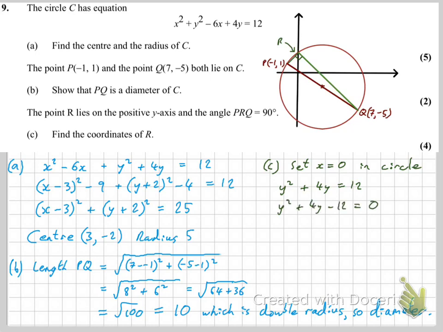Solve that as we do with any quadratic, set it equal to 0. It factorises nicely, and therefore we're just going to go with y equals 2 as being the coordinate we want. y equals -6 is the answer that we don't want. And then just to actually answer the question that's being asked, R has coordinates (0, 2).